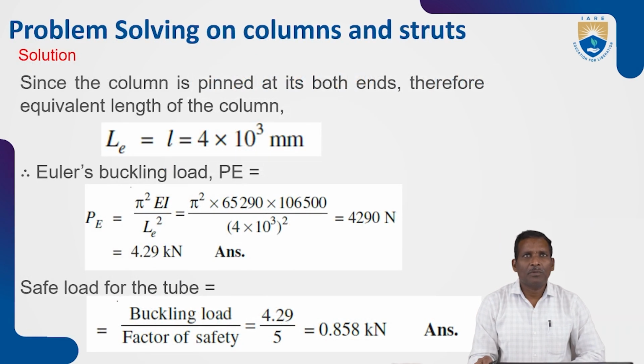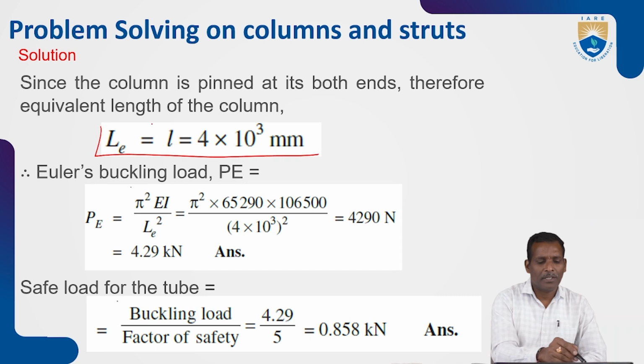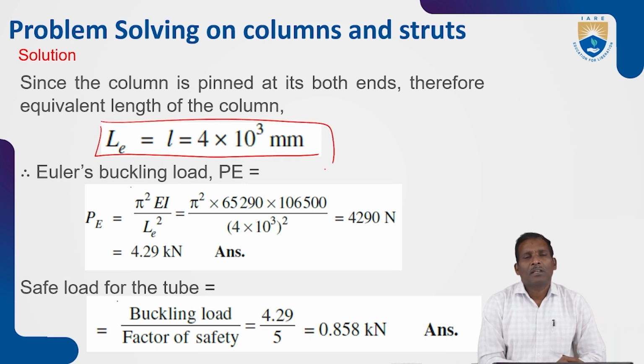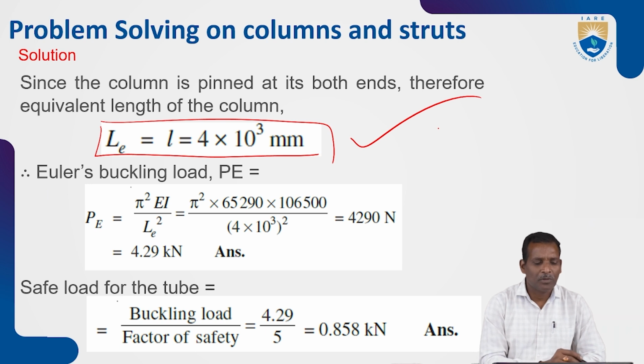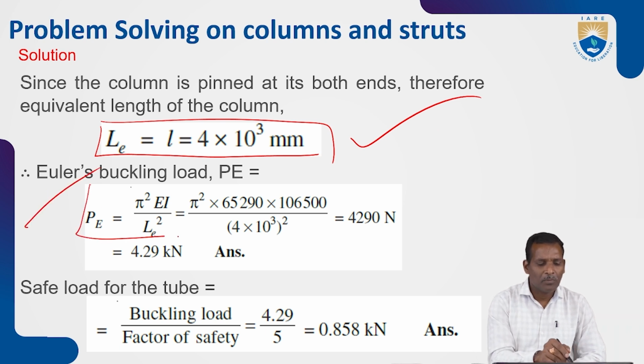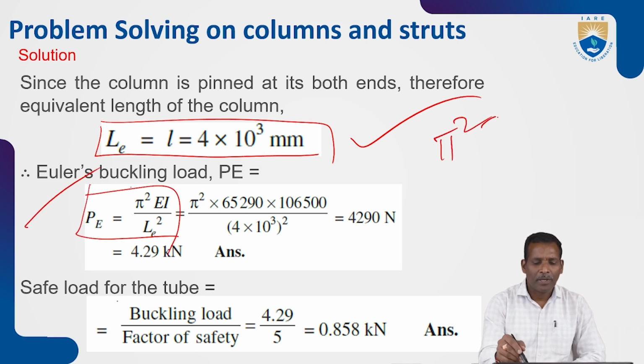So next, since the column is pinned at both ends, therefore equivalent length of the column. So already you have studied in theory. The equivalent length of the column whenever the column is pinned at both ends. So L E is equal to L. So 4 into 10 to the 3 mm. Euler's buckling load. The buckling load is equal to pi square E I by L E square.